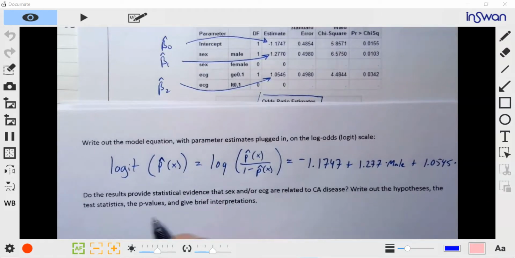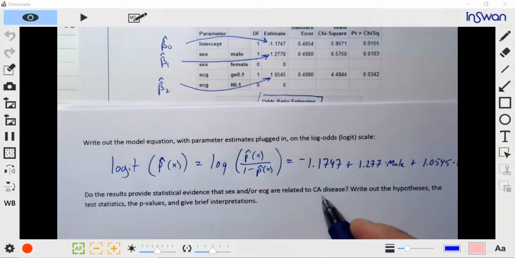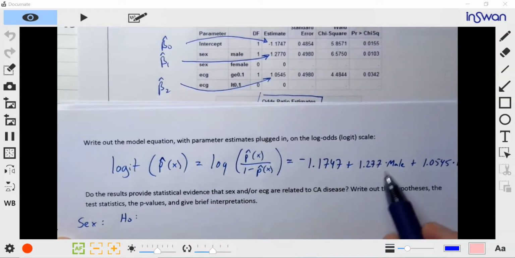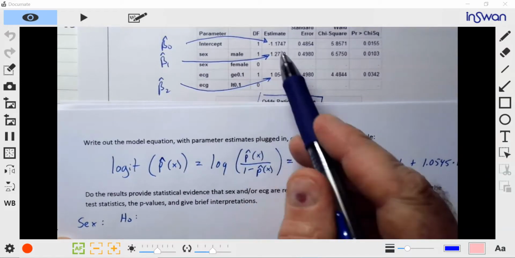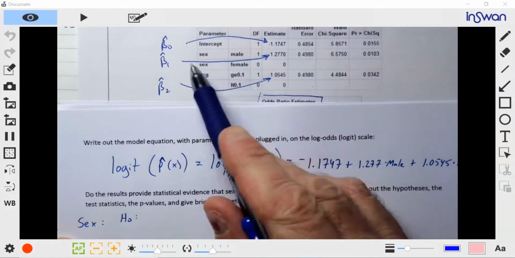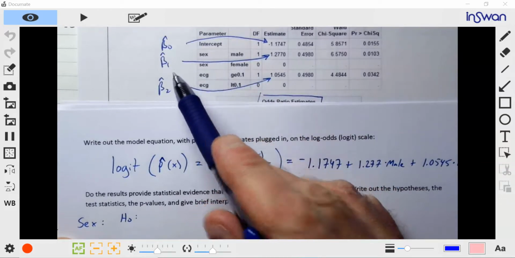Do the results provide statistical evidence that sex and/or ECGs are related to coronary artery disease? Write out the hypotheses, the test statistics, the p-values, and give brief interpretations. Well, let's look at, for sex, the null hypothesis. Remember, looking at our model parameters again, sex is attached to the beta 1 parameter.